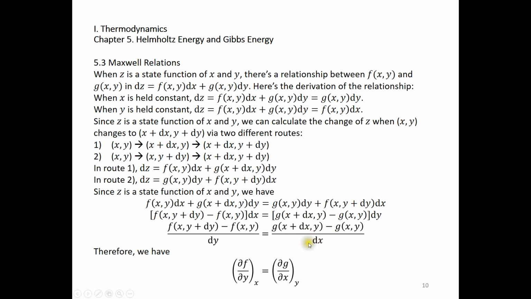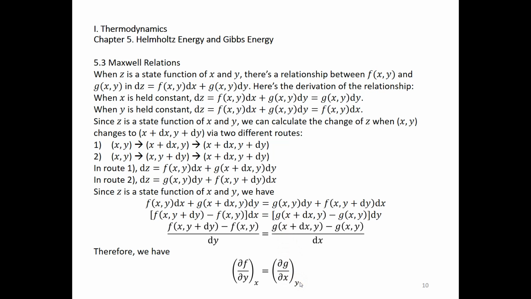Now let's look at the right hand side. On the bottom you have the change of x. On top you have the change of g when x changes from x to x plus dx. And if you still remember single variable calculus, it's just dg over dx. If you remember multivariable calculus, we're holding y constant. So we put y here. This is just delta g over delta x when y is held constant.